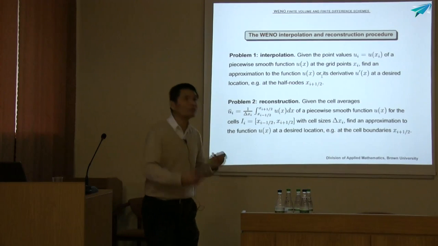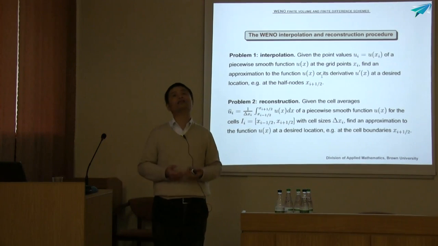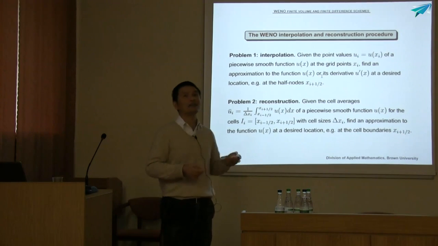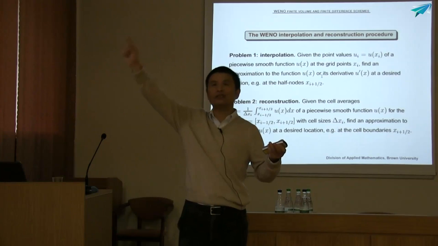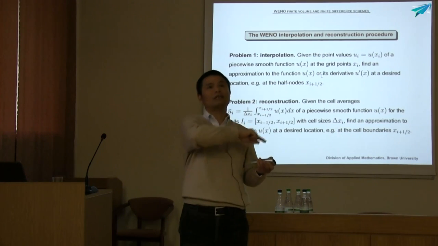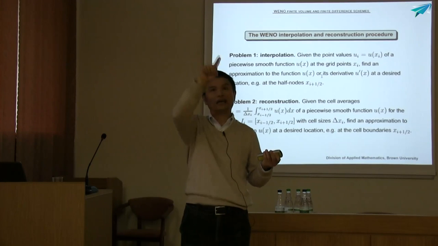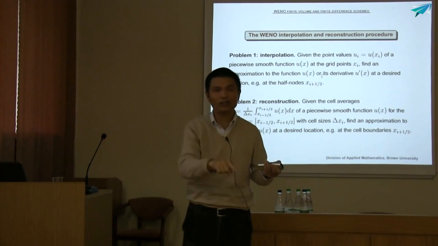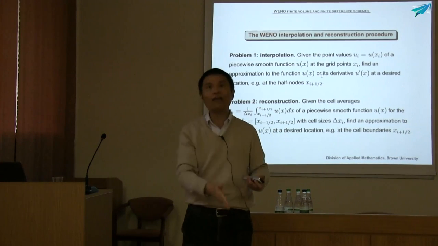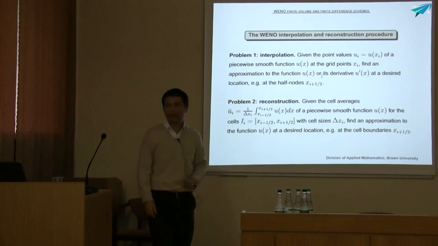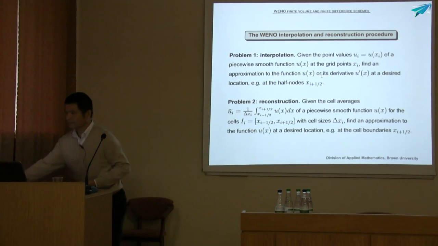And then once you get the reconstruction polynomial, you can do many things to it. For example, you can read this reconstruction polynomial at I plus half. In other words, given all these cell averages, you can get the reconstruction polynomial, and you can read it at I plus half, at the interface between two cells. So these two problems are very closely related.